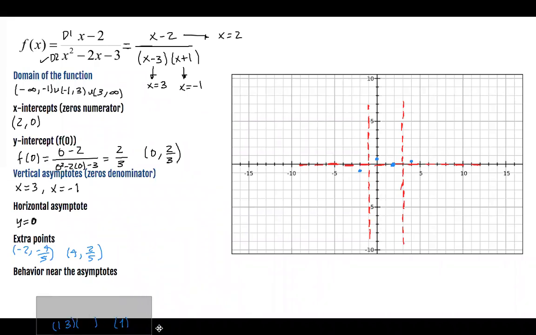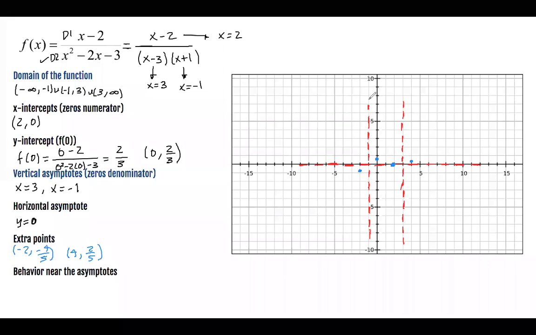That means we're going to use numbers that are really close to our asymptotes. The first asymptote is x equals -1, and this one is x equals 3. So let's pick values that are really close to each asymptote, but on both sides. If that's -1, I'm going to use -1.1 and -0.9. On this side, I'm going to use 2.9 and 3.1.